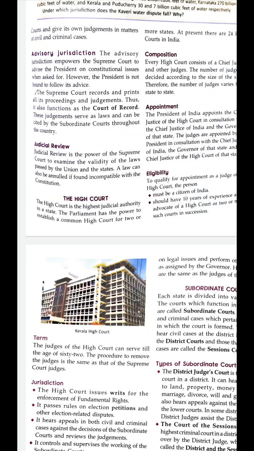Clear? Now, last we have the judicial review. That is, judicial review is the power of the Supreme Court to examine what? The validity of the law that has been passed by the union and the state. A law can also be annulled if found incompatible with the constitution.